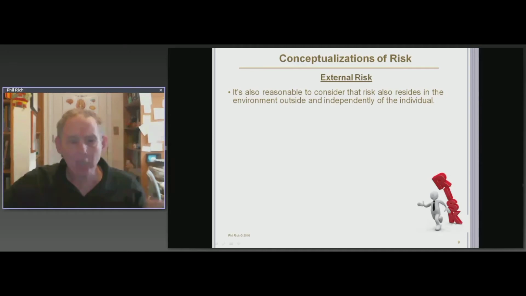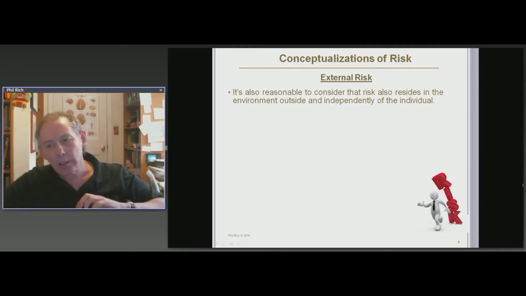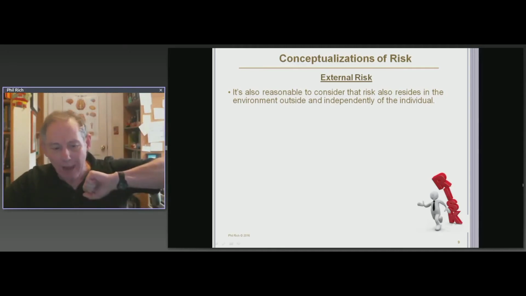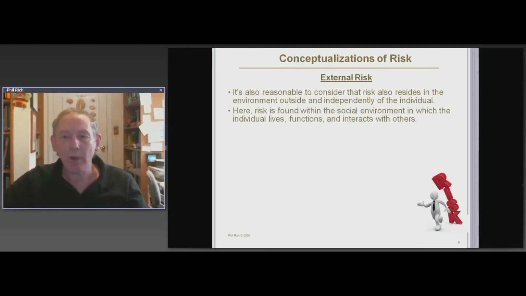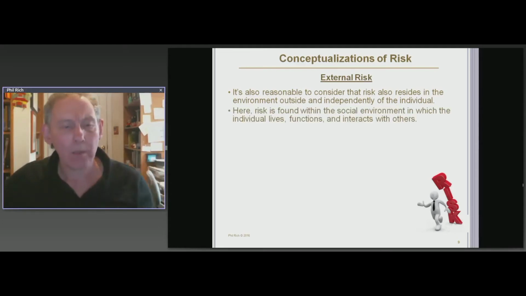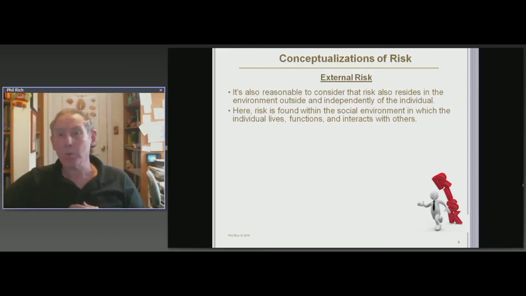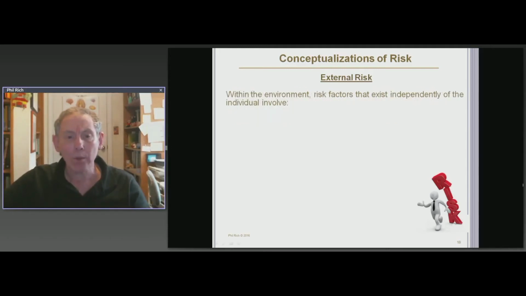We can also think about external risk, the idea that risk lives outside of me and, in fact, independently of me. It's in my environment. It's in the environment in which I grew up. It's in the environment in which I live. It's in the environment in which I function. And I learn and I interact with other people.